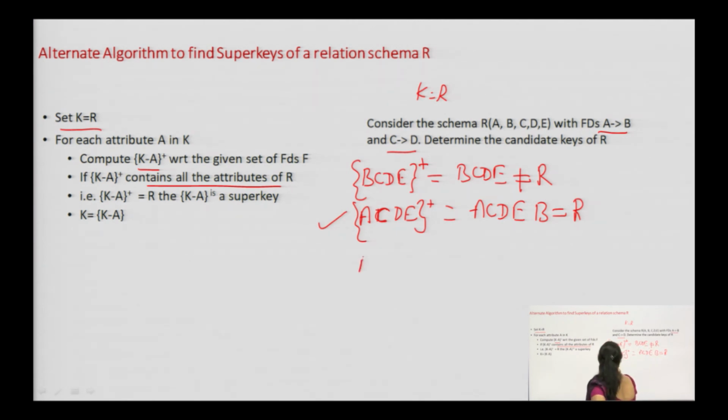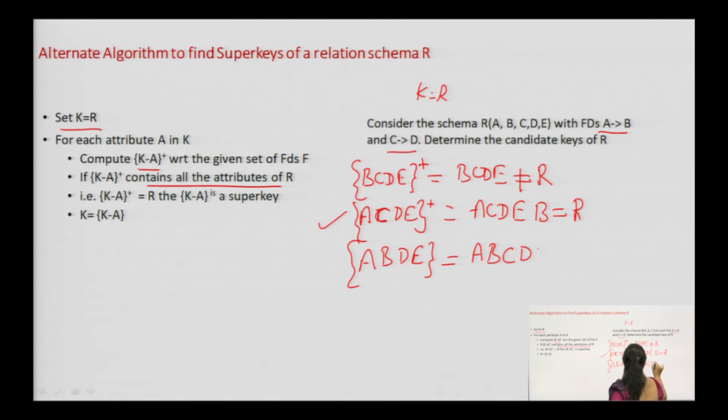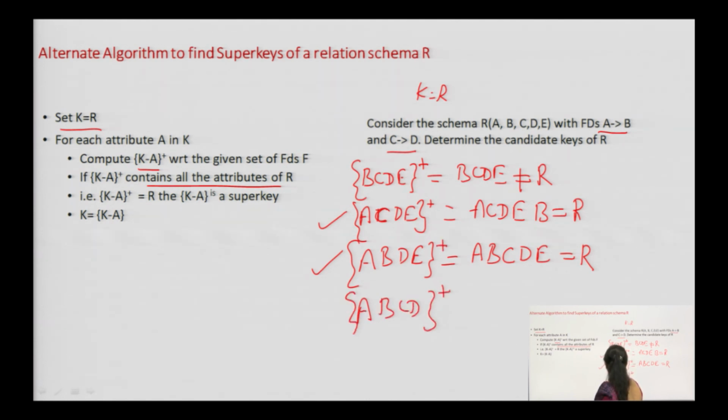Next, we will find the closure of A, B, D, E. The closure of A, B, D, E will be A, B, C, D, E, since C to D, which is equal to R, and hence A, B, D, E is also a key. Next, we will find the closure of A, B, C, D. The closure of A, B, C, D will be A, B, C, D, which is not equal to R.